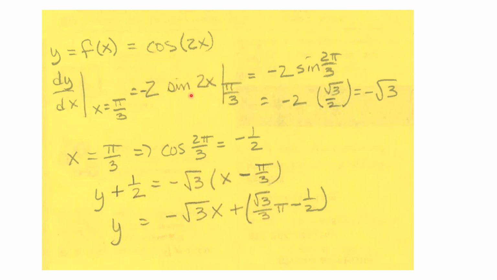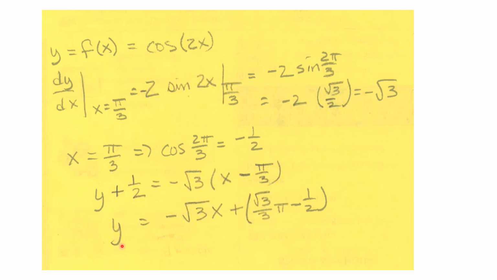When you plug in pi over 3, you will get, let's see, minus the square root of 3 is your slope. And so that is your slope, and then you have to figure out what is the xy value. X was pi over 3, and when you plug in to the function itself, you find that that's minus 1/2. So it's y minus the y coordinate is equal to the slope times x minus the x coordinate, and you write that in the form that I asked you to do.